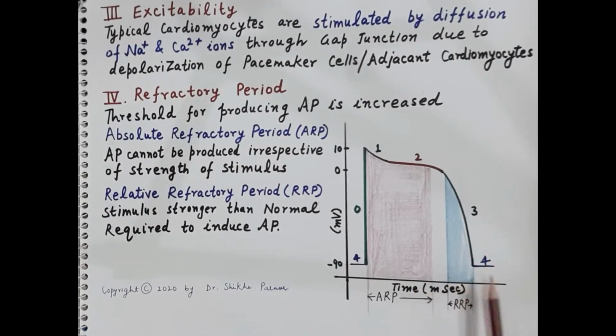Another refractory period is termed the relative refractory period. Here during this refractory period, action potential can be produced, but the stimulus should be very strong. The strength of the stimulus should be much higher compared to the normal stimulus. So a stimulus stronger than the normal stimulus can induce the action potential. So this is all in detail about the cardiac electrophysiology of normal typical contractile cardiac cells.